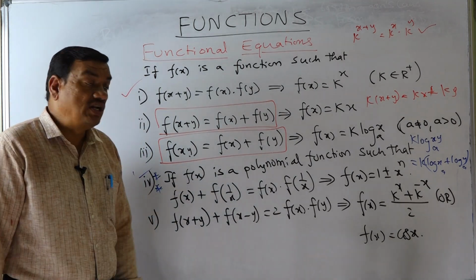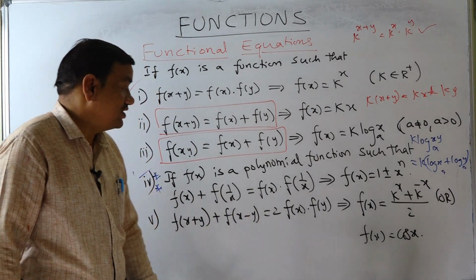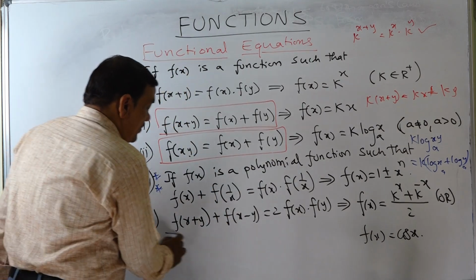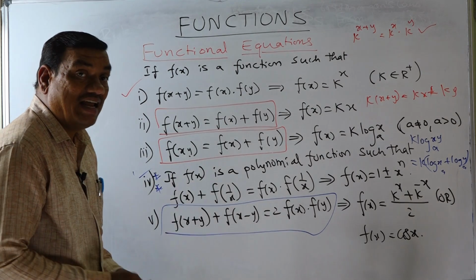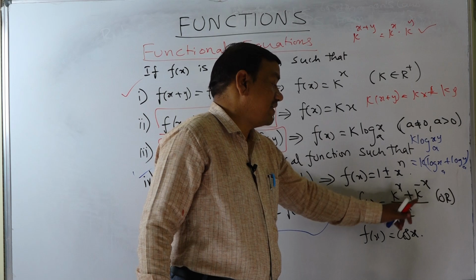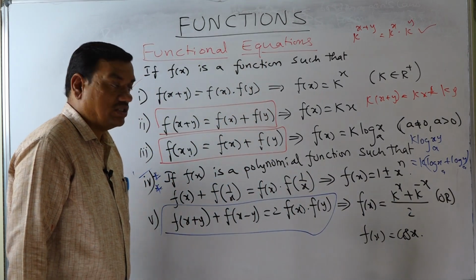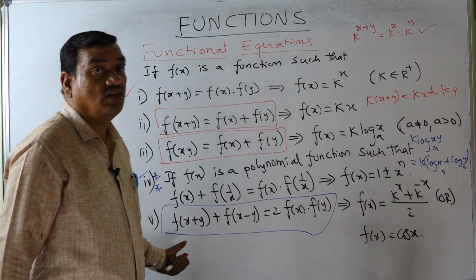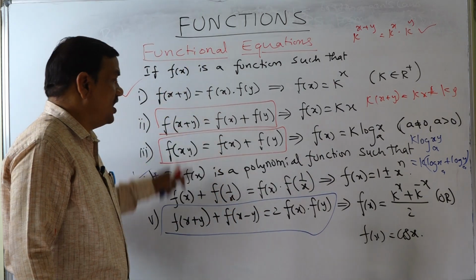So another functional equation is, if f of x plus y plus f of x minus y is equal to 2 times f of x into f of y. If any equation is of this form, then you can take f of x as k power x plus k power minus x upon 2, or you can take f of x is equal to cos x also. That means this is a solution for this functional equation. All these are solutions of these functional equations.